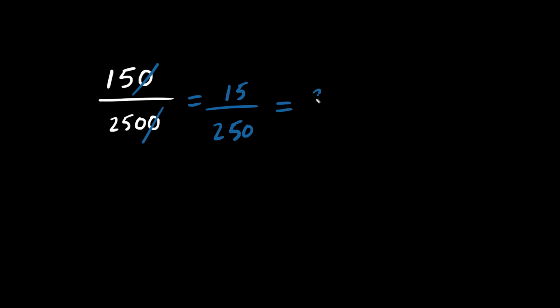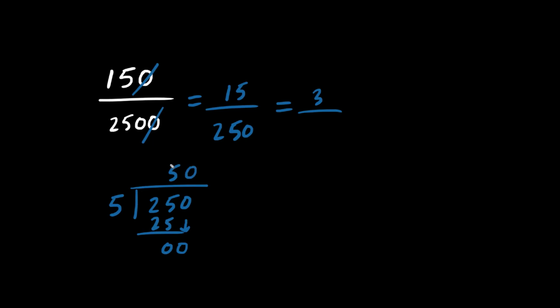15 divided by 5 is 3. And 250 divided by 5 hurts my brain, so let's do it with long division: 250 divided by 5. 5 times 5 is 25, and subtract. We drop this magic 0. 5 times what is 0? It's 0. So the answer is 50.